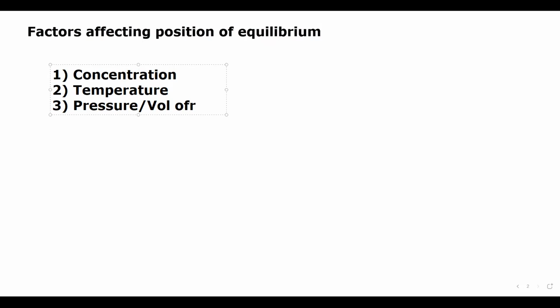for gases only, because we cannot change the volume of a liquid or solid by applying pressure. So if we have a gaseous reactant or gaseous product, and they have different amounts of gaseous reactant or product, the equilibrium is affected by changing the pressure. So the first factor: how the concentration affects the position of equilibrium.